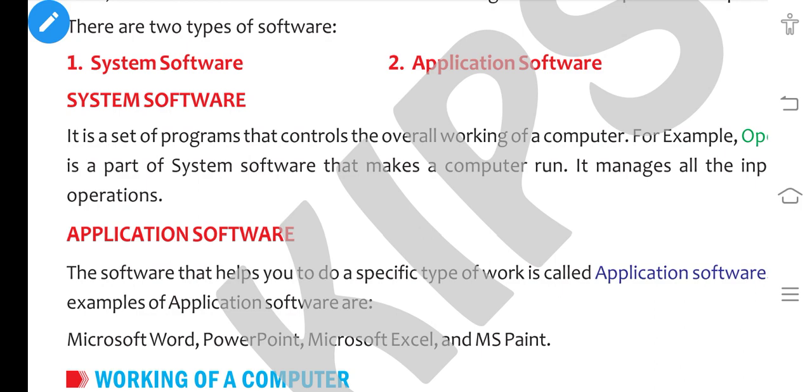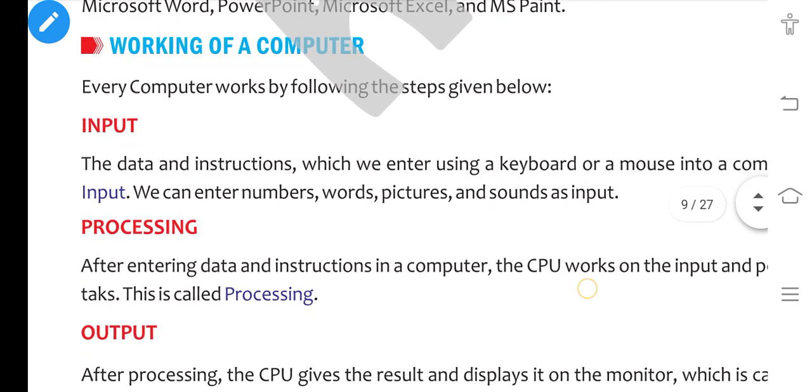Children, whatever work you are doing on the computer, all those softwares are called the application software. Suppose you want to write something, you want to type something in your computer. So, which application will you use? You will use MS Word, that is Microsoft Word, and MS Word is an application software. If you want to draw something on the computer, you use MS Paint. MS Paint is also an application software. This way children, whatever work you are doing on the computer, all are called the application software.